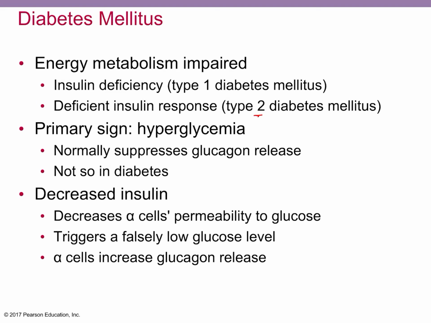And the sign of diabetes mellitus is hyperglycemia, having a lot of blood sugar. Right? So this is a sign that your body, when you eat, the sugar is not being absorbed. There's something wrong with the absorption process, so the blood sugar stays high. And then normally this suppresses the glucagon release, but it doesn't happen in diabetes.